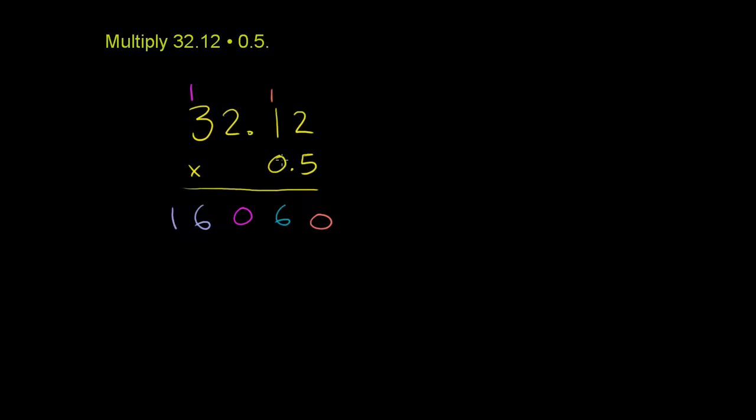This 0 really isn't needed. If we were just viewing this as 0.5, we wouldn't multiply 0 times this whole thing. We'd just get 0 anyway. So just 5 times 3,212 gives us this number. But now we want to care about the decimals.